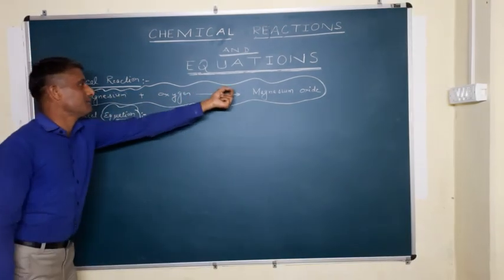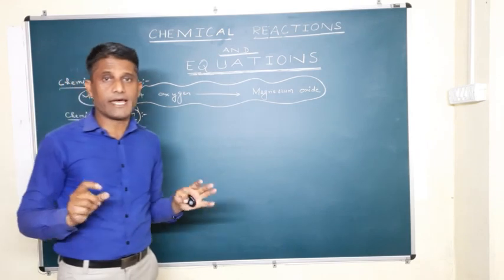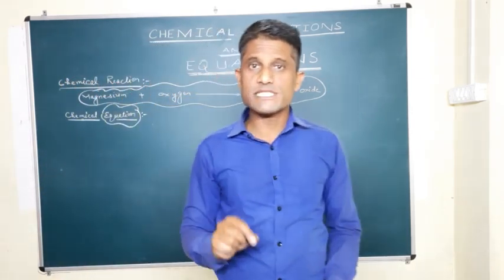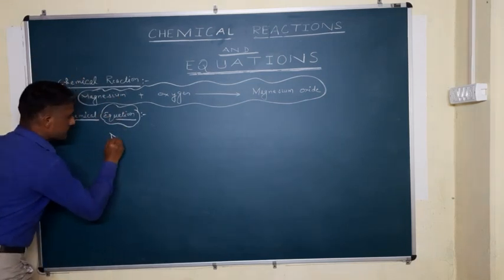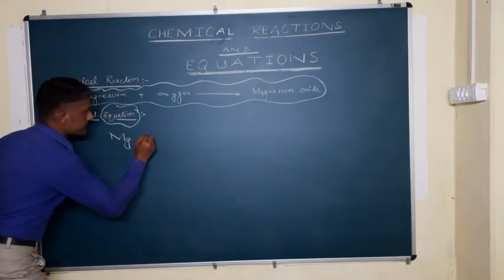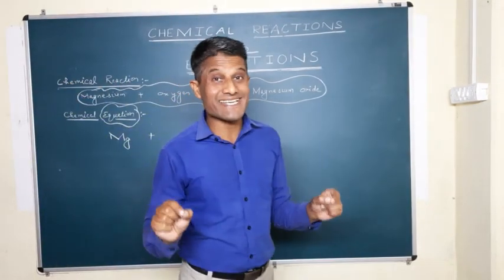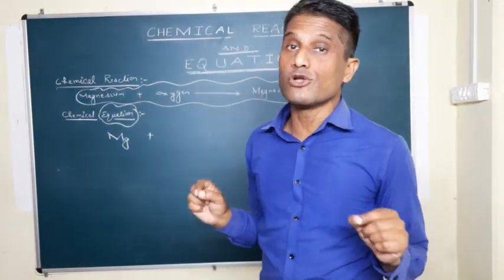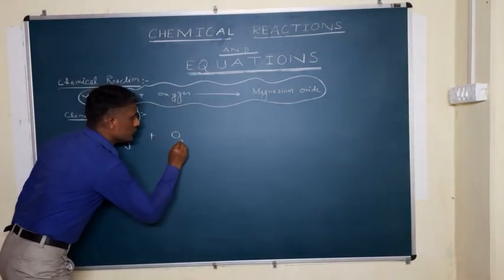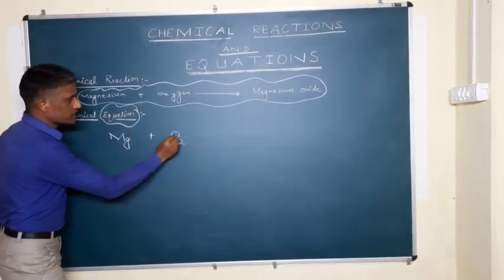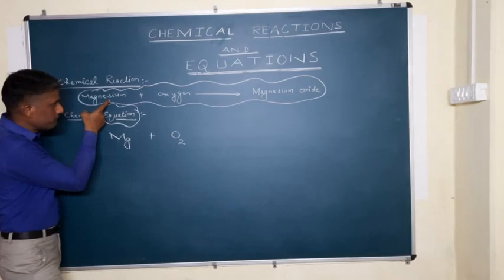What is going to be its chemical equation? The symbol. Magnesium is a metal. Metals have atomic symbols. Metal is always represented in the form of an atomic symbol. So the atomic symbol of magnesium is Mg. Here it is. Plus oxygen. Oxygen is a gas, and gases are always found in molecular form. And the molecular form of oxygen is O2. Here it is. This is oxygen. This is the molecular formula for oxygen. This is the atomic symbol for magnesium.